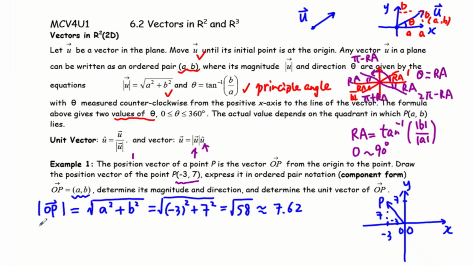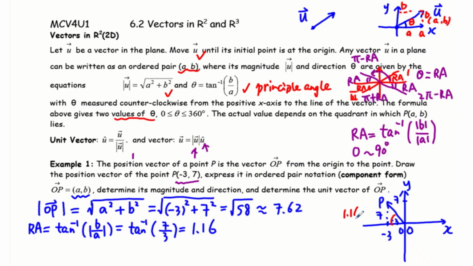After that, we are going to find the angle, so the direction. We want to find the related acute angle first. So tangent inverse of B over A. We use the absolute value, the positive number only. So tangent inverse of 7, positive number only, over 3. Then we find the RA is 1.16. So this angle is 1.16.